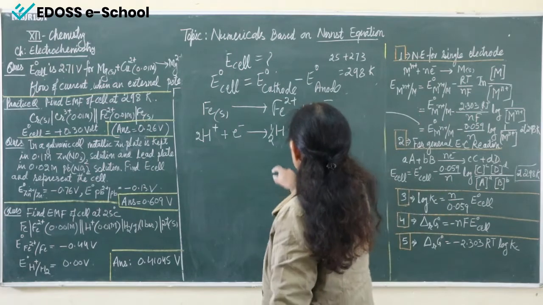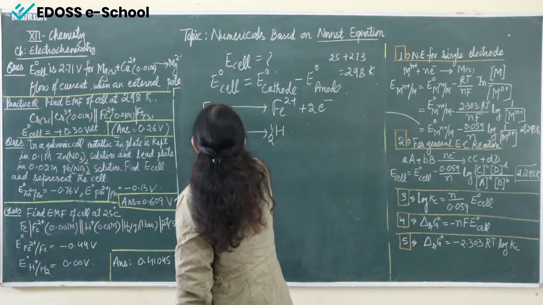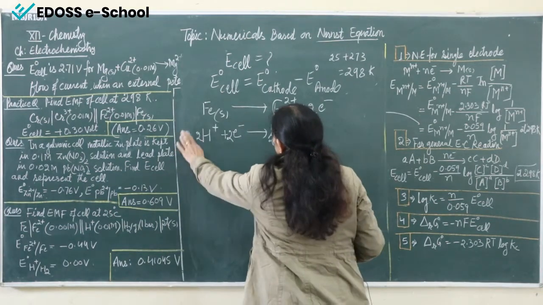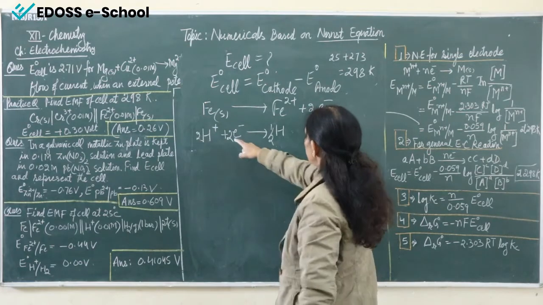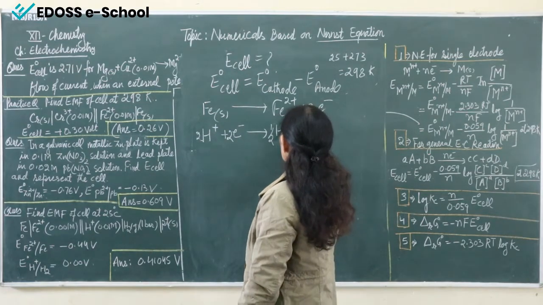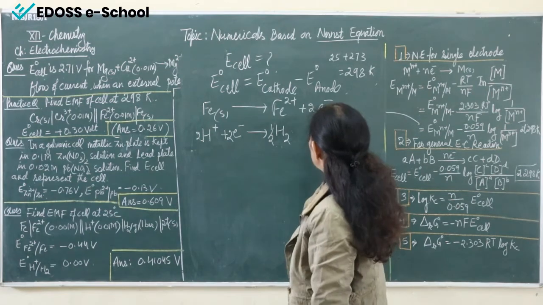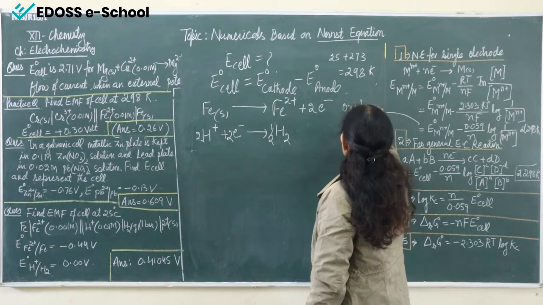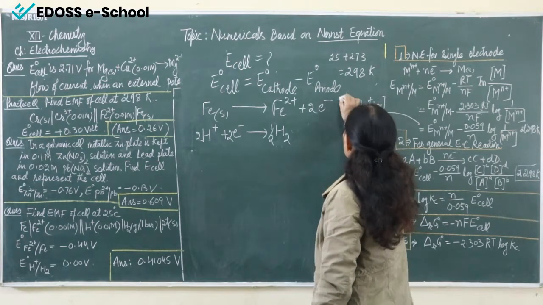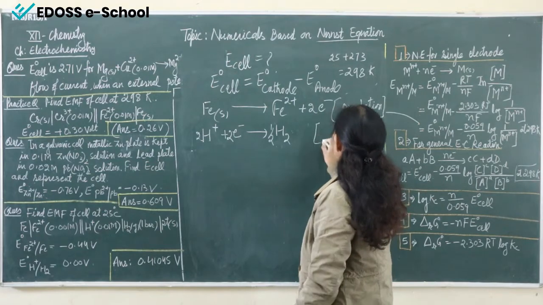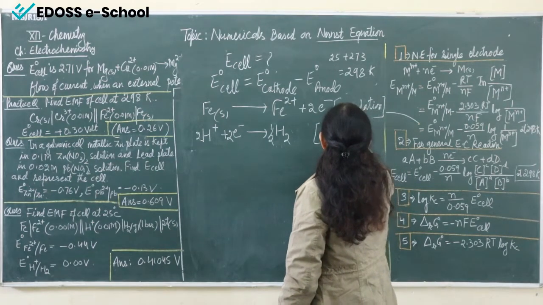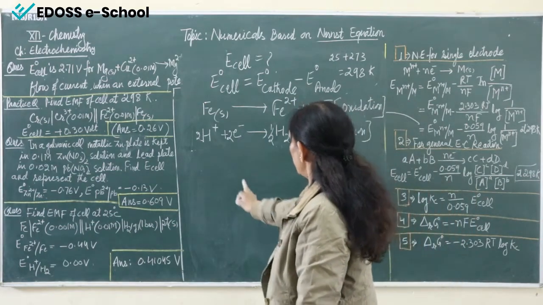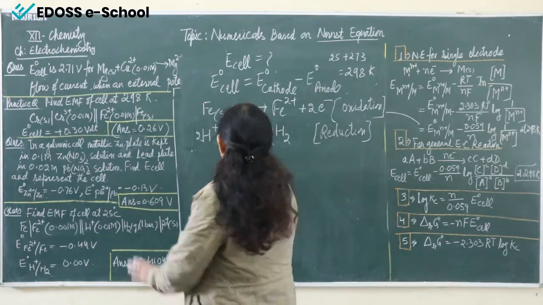Fine. So here this will also be 2 electrons, because 1 hydrogen is accepting 1 electron, so 2 hydrogen will accept 2 electrons and convert into half H2. Now see here, this is losing electron, that means this is oxidation, remember it. And this is accepting electron, so this will be reduction. So oxidation and reduction.